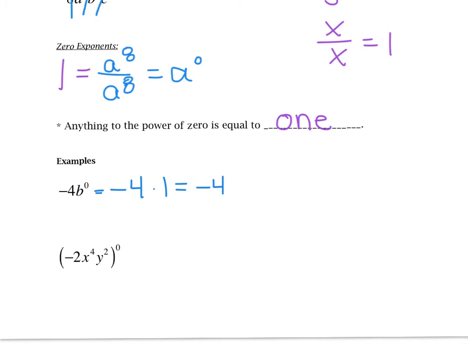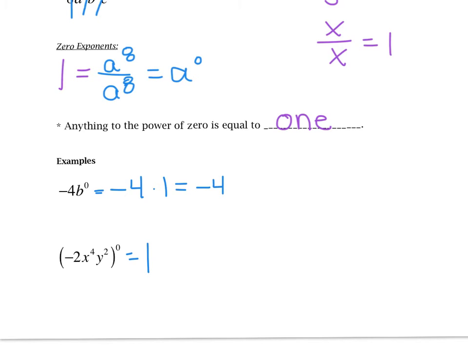Okay, does that make sense why that one would just be negative 4? Now in that next problem, I've got this whole giant mess raised to the power of 0. So what's the whole thing going to equal? Just 1, okay? But remember that top one's not going to cancel out entirely, because only the b gets canceled out there.